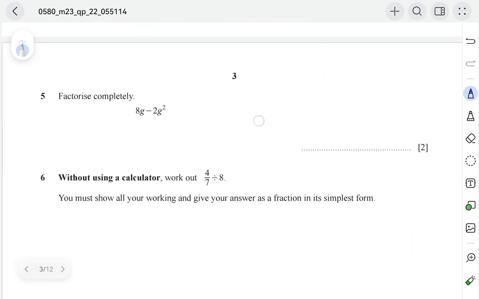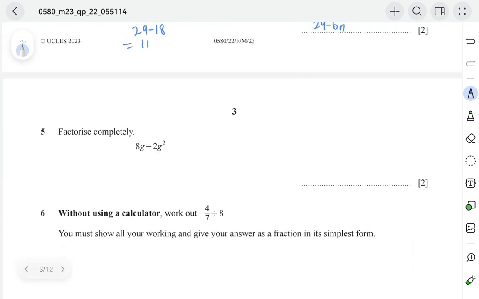Now let's move on to question 5. Question 5 wants us to factorize this equation completely. First, looking at the coefficients, 8 and 2, we can see that they have a common factor of 2. So let's factorize that out first. 8 divided by 2 is 4. And 2 divided by 2 is 1. So we can factorize 2, and the inside terms are 4g minus g squared.